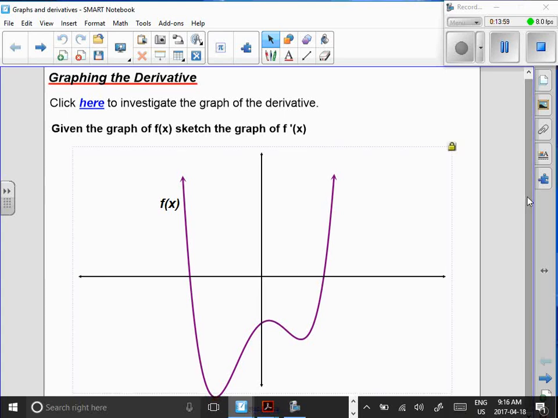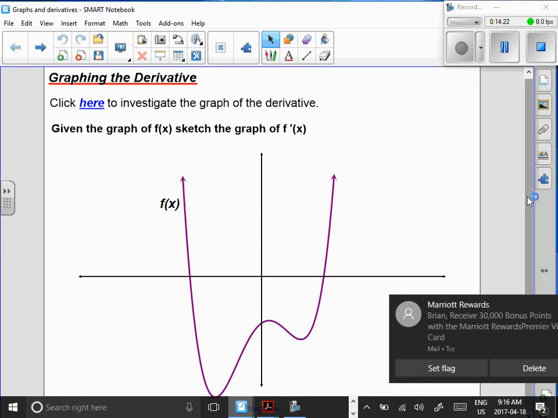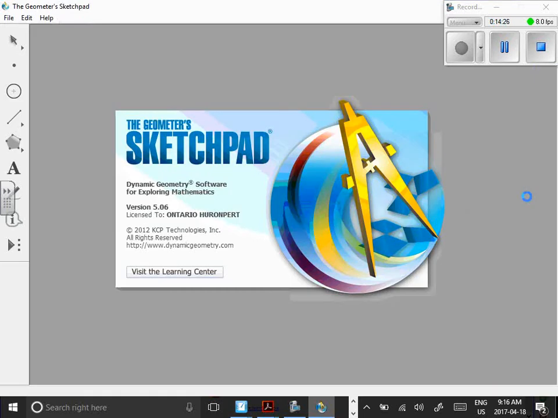Okay, we want to graph the derivative of this function. It says here, click here to investigate the graph of the derivative. So I want everyone to push that here on their paper, see what happens. Nothing happens? No? Okay, let's try it here. Hopefully it works here. Apparently it does. Oh, there we go.